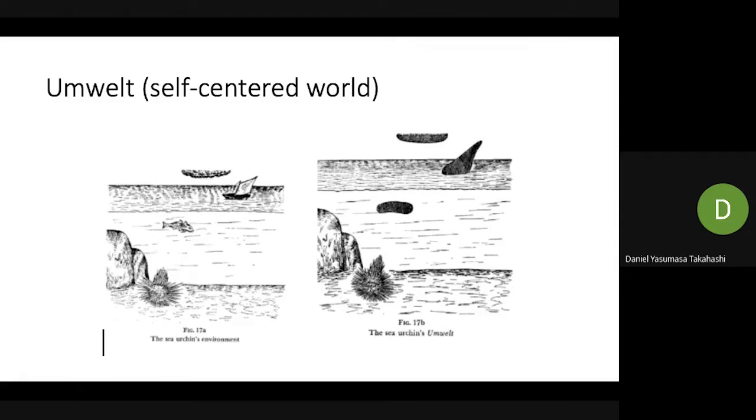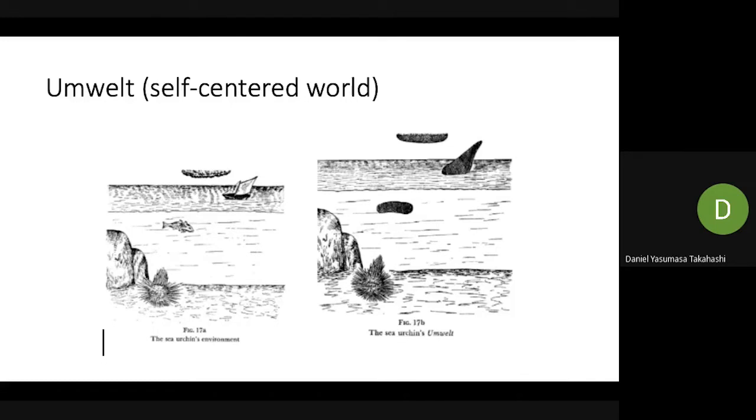So this is an illustration by him, from his famous book, A Foray into the World of Animals and Humans. Here on the left is the world as it is, or as seen by humans, for example. And you see the sea urchin. Now he thought, okay, how would the sea urchin see the world? And here on the right is more or less what he's imagining, what would be the umwelt of the sea urchin.